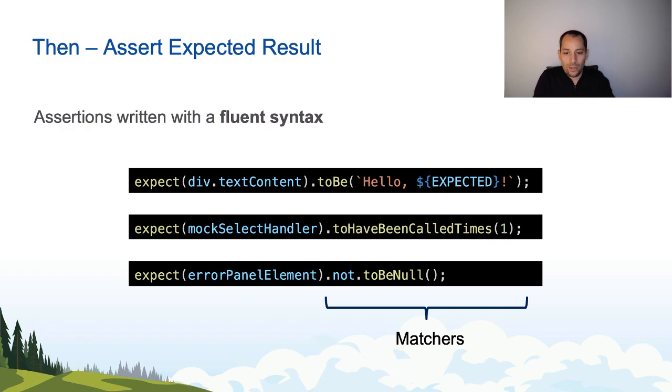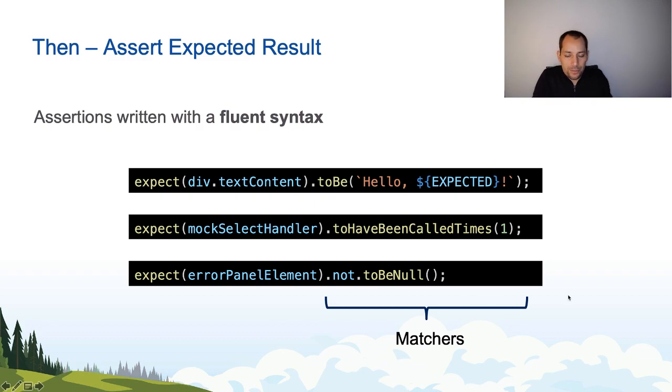So I'm just going to read out one for the sake of the demonstration. You can see the last one is expect error panel element not to be null. And you can see this is written just as a natural sentence. I can really understand that. Now, the assertions are built in two parts. First, there is an expect function, which is taking as input a value or an object. And then there are a set of matchers that are doing some checks on this particular element or value.